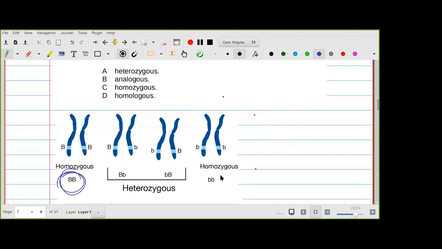Homozygous dominant-dominant. Homozygous recessive-recessive. Heterozygous means I have two different alleles of the gene, okay? And so that's heterozygous. Then analogous.